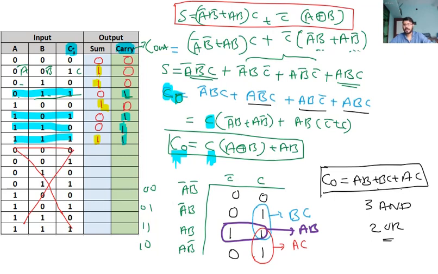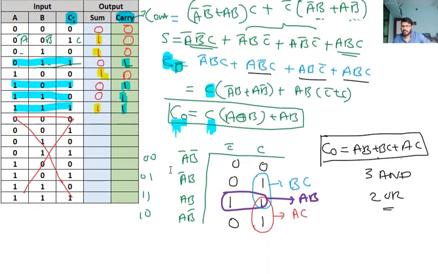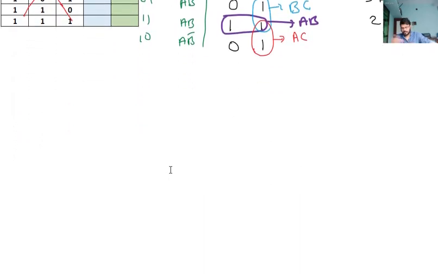Okay. Now how to simplify the sum term. So our expression for sum, I'm just starting from another expression. Suppose when we used a half adder, for half adder there are two inputs and the output was A XOR B. And for full adder, let us take the output A XOR B XOR C, since we have three inputs.